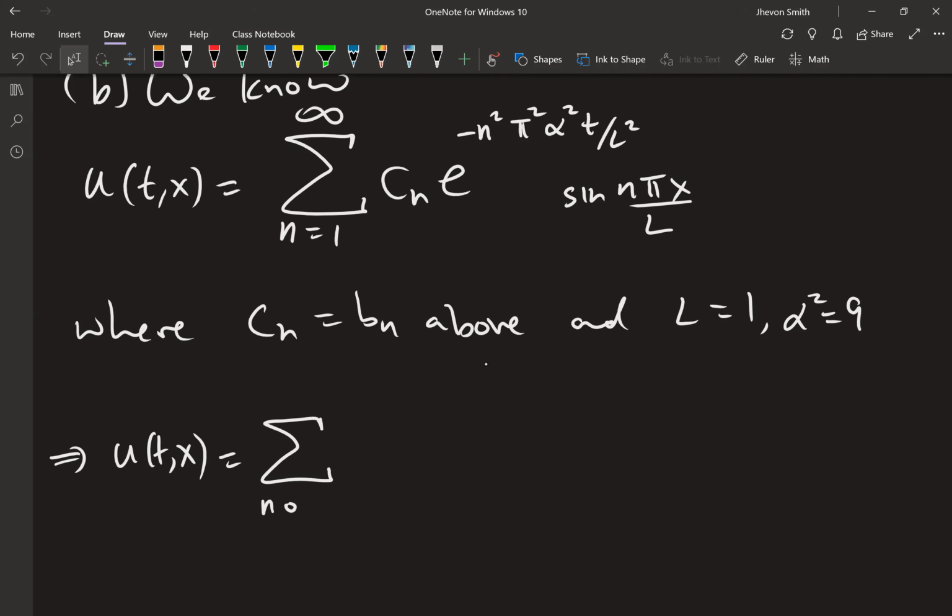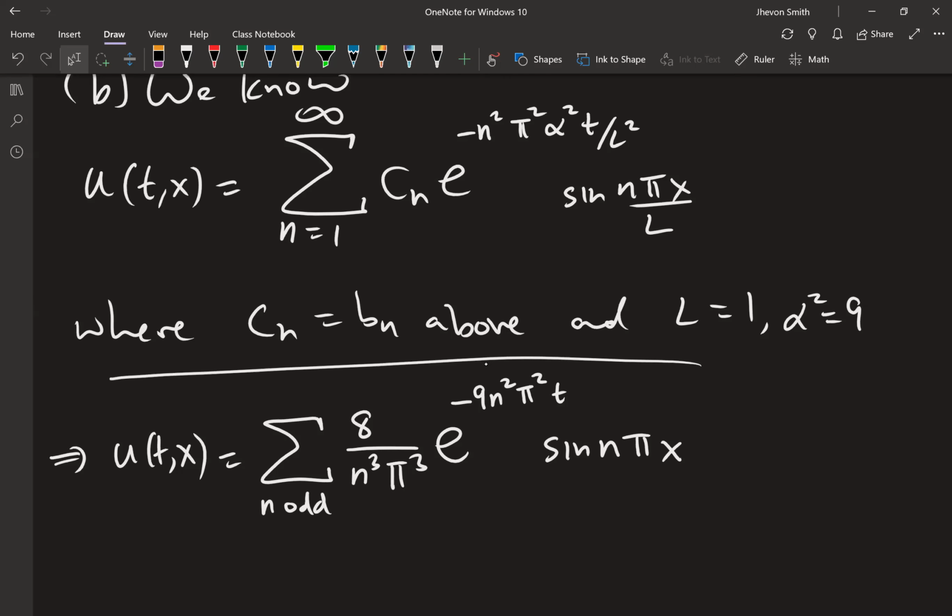Now the series only works on odd n, so I'm going to put n odd here. And then my Cn is going to be 8 over n cubed pi cubed, e to the minus alpha squared is 9, so it's 9n squared pi squared t over L squared, times sine of n pi x over L. That's the answer. That's the solution to the heat equation.